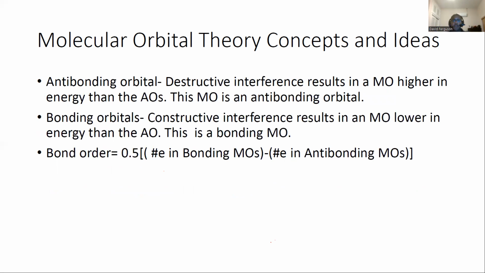So antibonding orbital, you have destructive interference that results in an MO higher than the energy of the atomic orbitals. This MO is an antibonding orbital. Bonding orbitals are derived from the constructive interference that results in an MO lower in energy than the atomic orbital. This is your bonding, and then the bonding MO. So bond order is 0.5 in brackets. You look at the electrons in your bonding molecular orbitals minus the electrons in antibonding molecular orbitals, and you multiply that whole difference by 0.5.